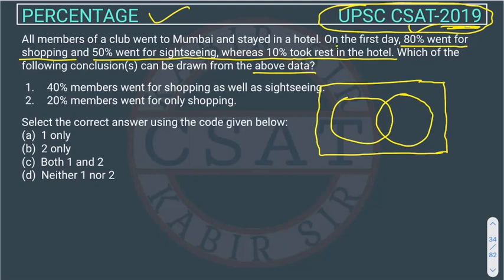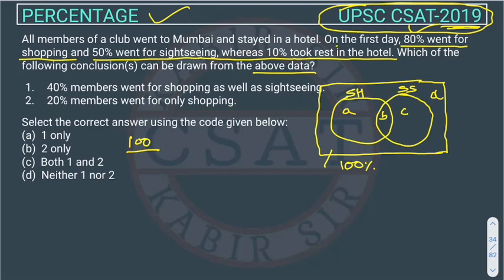You must know that this whole box inside is 100%. We are not converting the percentage into numbers because we can solve it in percentage only. So no need to convert it. If you want, you can consider any value, like suppose 100, and compute on the basis of that, but there is no need. So let's assume this is A, this is B, this is C, and this is D. This circle is for shopping, and this circle is for sightseeing.